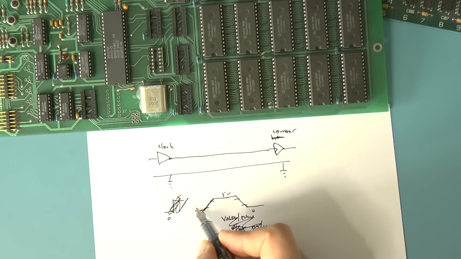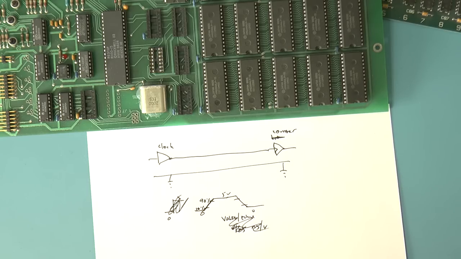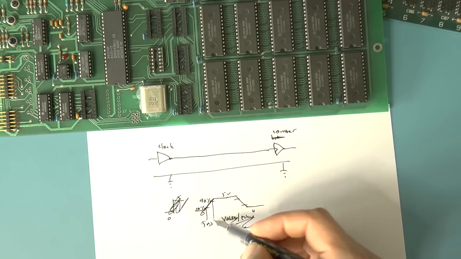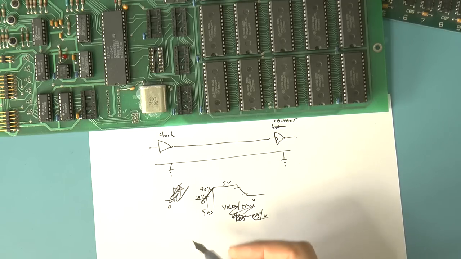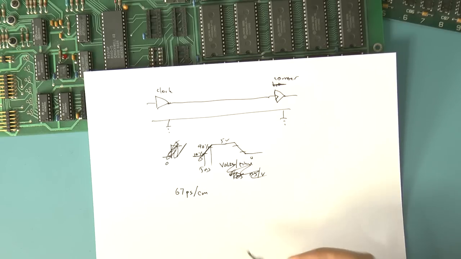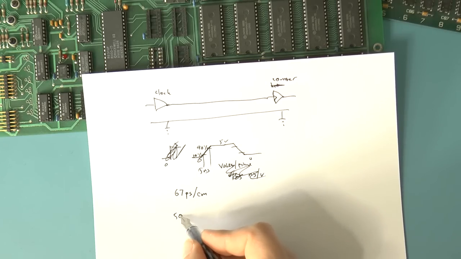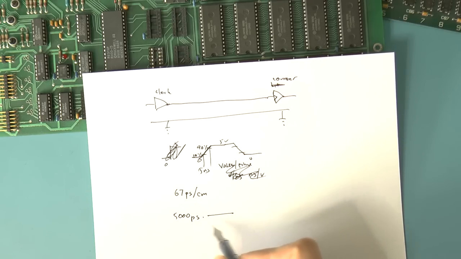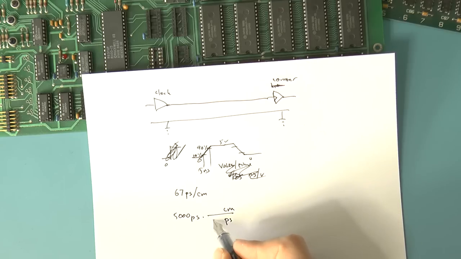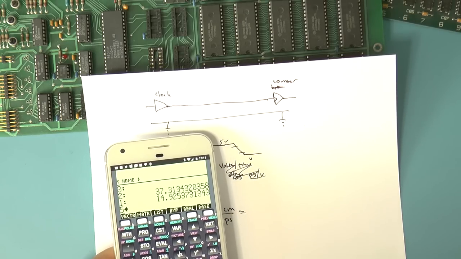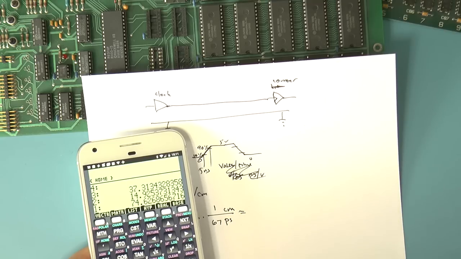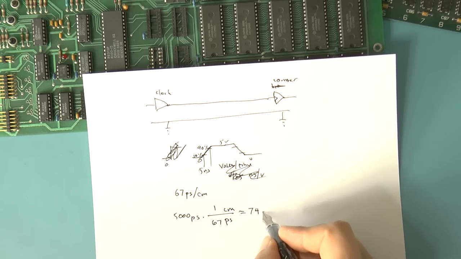And the rise time and fall time is typically taken between 10% and 90% of the full range. Now, for TTL, that's something like 5 nanoseconds. So between 10% and 90% is 5 nanoseconds. Now, think about what that means in terms of the length of a transmission line on a printed circuit board. Well, we know that there is 67 picoseconds per centimeter. So how long is 5 nanoseconds? Well, it's 5,000 picoseconds times, and then let's do the unit cancellation. So picoseconds goes on the bottom. 67 picoseconds, and let me pull out my calculator. So it's 5,000 divided by 67 is 74.6. Let's call it 74 centimeters.